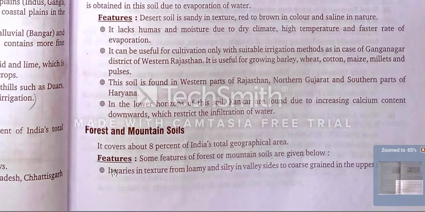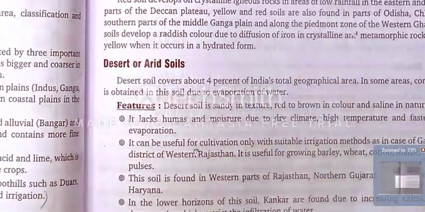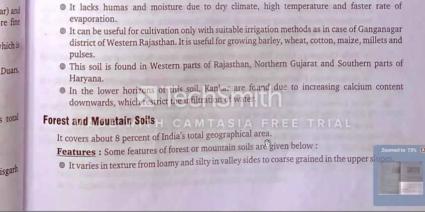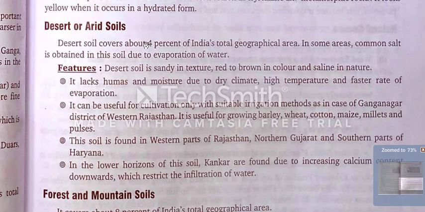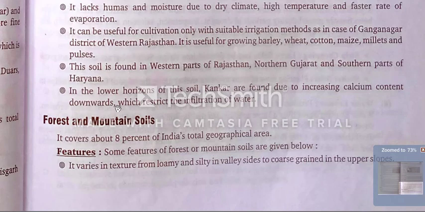Now we will see forest and mountain soils. It covers about 8% of India's total geographical area. How much? 8%. And desert and arid soils were covering 4% of total geographical area. And forest and mountain soil covers 8% of India's total area. Let's see its features.